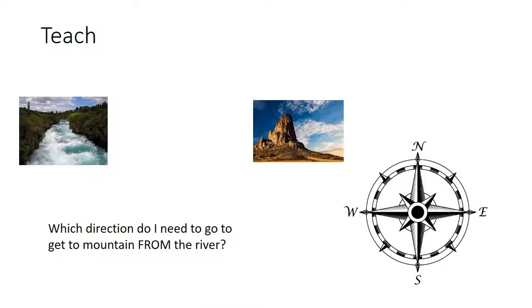Which direction do I need to go to get to the mountain from the river? And that's the key bit, from the river. So let's start at the river, and I'm going this way to the mountain, a nice straight right-hand direction. But we're not using right and left. We're talking about north, east, south and west.